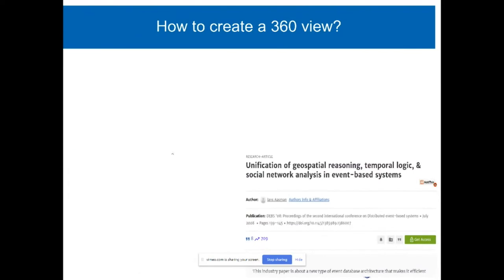Now, I had been writing and talking about events for the last 10 years. And this is probably more than that. This is a paper that I presented at DEBS. It's in 2008. It's called Unification of Geospatial Reasoning, Temporal Logic, and Social Network Analysis in the Event-Based System. I myself come from a telecom background, and so I was always interested in events. And so I got to know the people at NDocs.